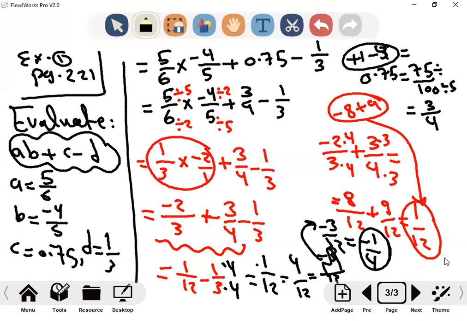Now in the book, the answer is negative 0.25. It is the same as negative 1 over 4. This is example 1.